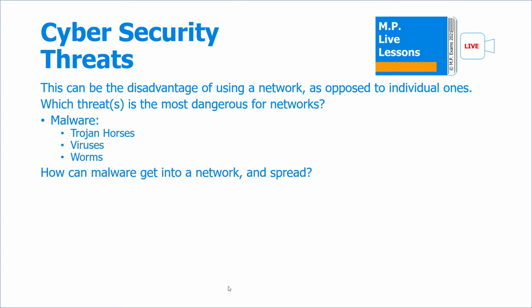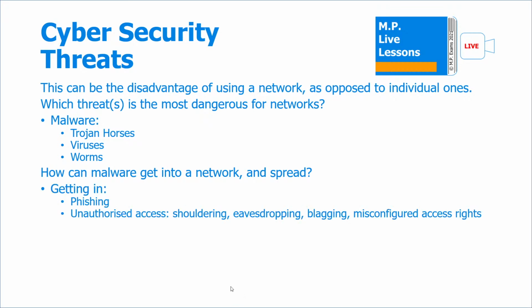Now, there are a few ways to actually reduce these threats, for example, malware. This can be by reducing how they get in. That's through, let's say, phishing and unauthorized access, and some of these are called social engineering. For example, blagging is making up fake stories which persuade you to do something you shouldn't. Eavesdropping is simply listening to, let's say, radio waves on the Wi-Fi level. It could also be listening to passwords, same with shouldering.